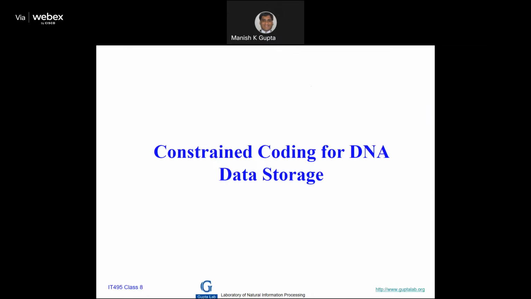And for DNA storage, I would say that though people have done some work, still a lot of things are open. You can really do a lot of work in terms of writing a paper, publishing a paper, or maybe filing a patent in this area. So let me show you a few things here.